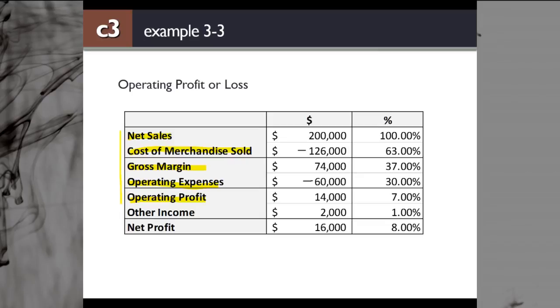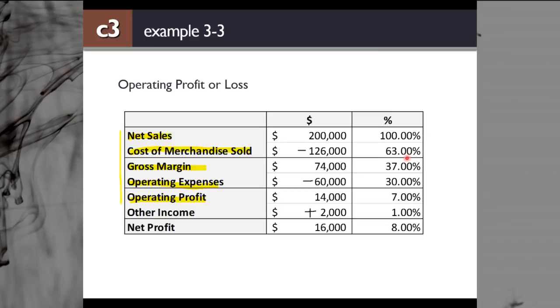And in this example, you have other additional income. At this point, you're gonna add this. So 14,000 plus 2,000, that's gonna be your net profit. So you see that. The difference between these two, you got the gross margin, and the difference between these two, you got the operating profit. And if you have additional income, you will get the net profit by combining this operating profit plus other income.